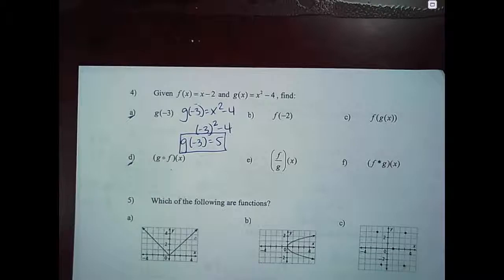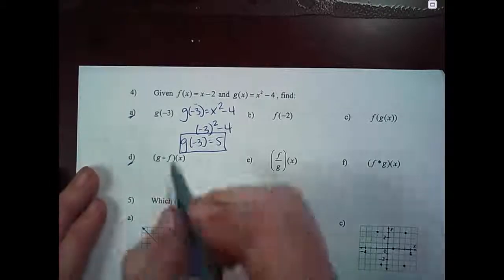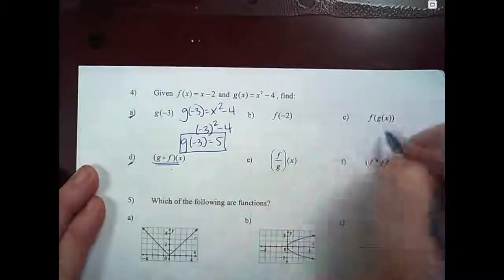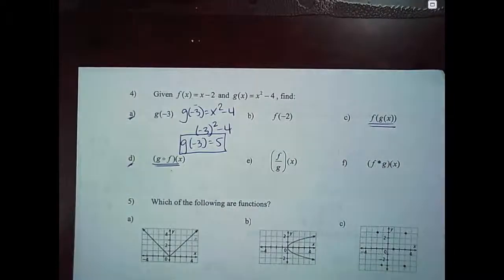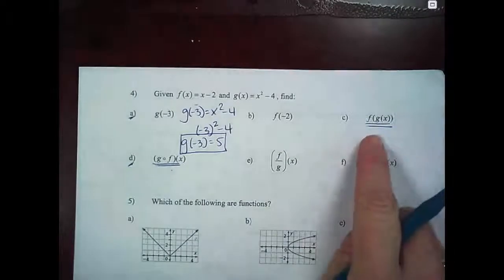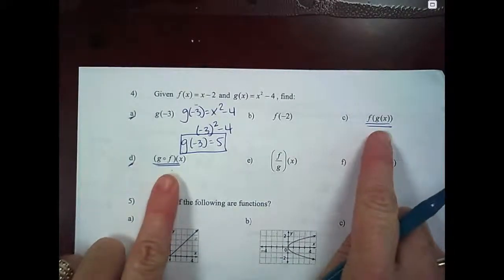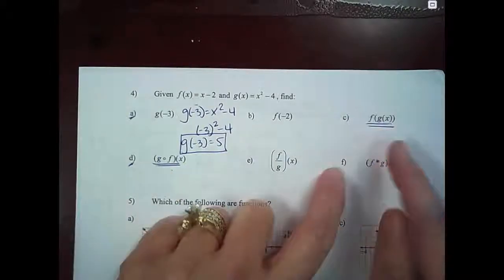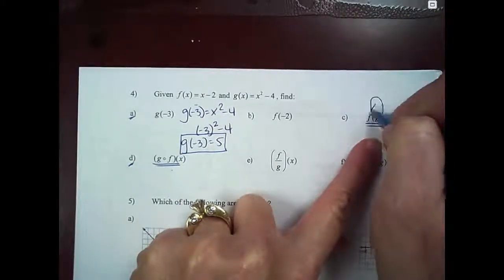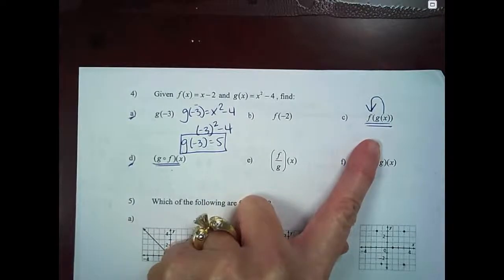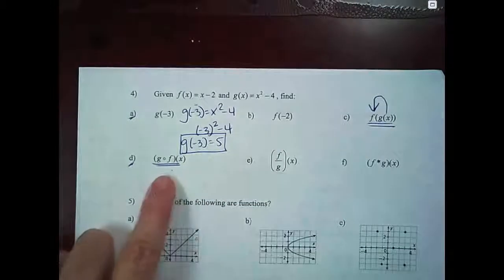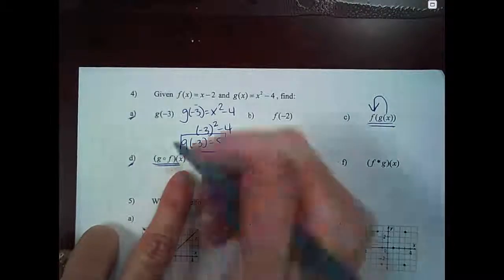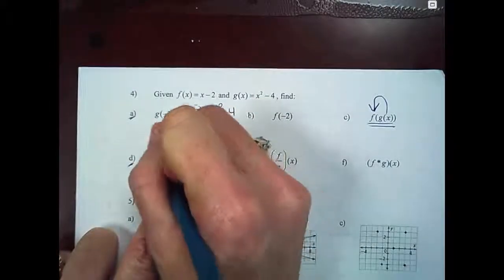Right, now, I want to show you something. C and D are the same. I'm sorry, I said G. C and D. These two are the same, just written differently. Okay? This means take G and plug it into F, doesn't it? And so does this, G of F of X. It means take F of X and plug it into G.